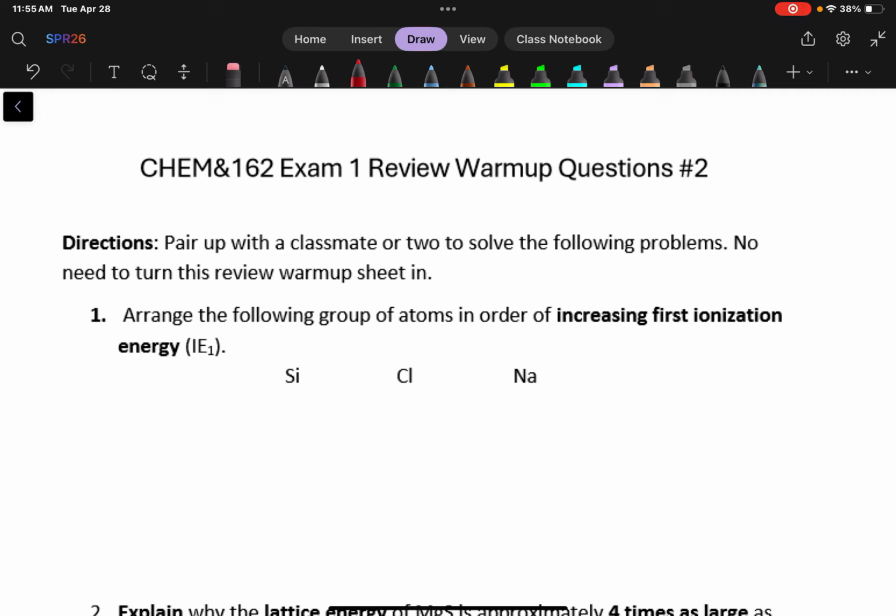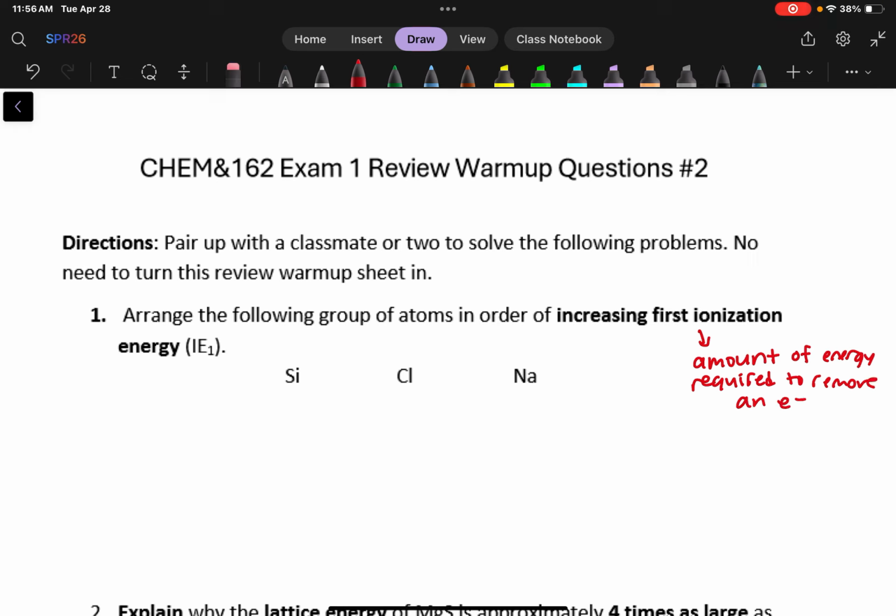So this first question is regarding chapter 9 material, and it says, arrange the following group of atoms in order of increasing first ionization energy, or IE1. So first ionization energy, let's remind ourselves first of what that measures. This is a measure of the amount of energy required to remove an electron.